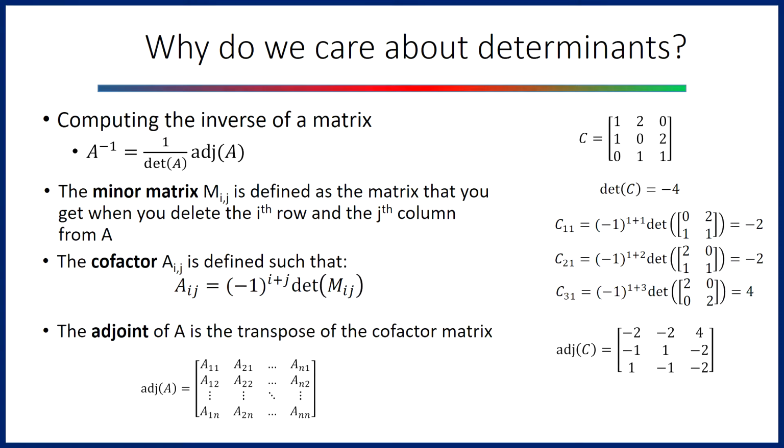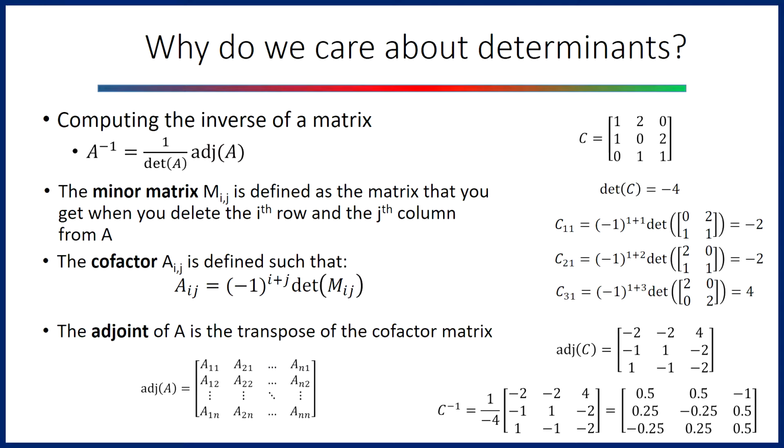Alright, now we've got the adjoint, so it's easy to compute the inverse. The inverse is just the adjoint times 1 over the determinant, so it is equal to 0.5, 0.5, -1, 0.25, -0.25, 0.5, -0.5, -0.25, 0.25, 0.5. Alright, we've now learned to use the determinants to compute the inverse of any square non-singular matrix.